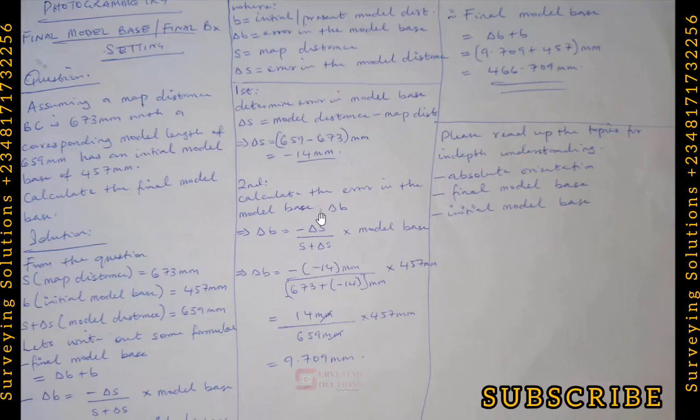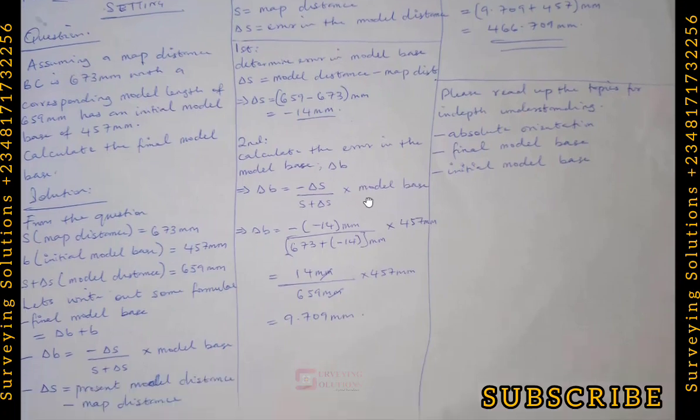Now the second part of the formula is for us to calculate the error in the model base, which should help us calculate the final model base, right? Since the error in the model base has change in S, that's why we had to calculate change in S first. So what's the formula for the error in the model base, which is change in B? Change in B is equal to minus change in S over S plus change in S, multiplied by your model base. As we told you, these things are very simple. Just understand the parameters, extract them, input them into the formula, and you are good to go.